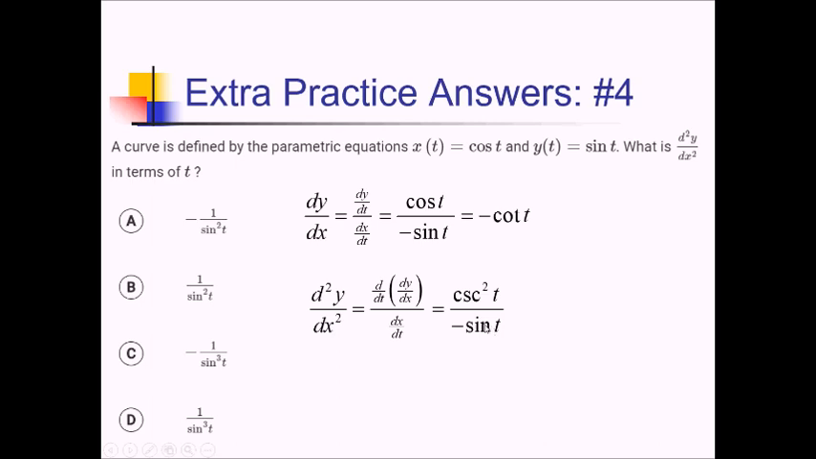And this doesn't match any of the answer choices, but not to fear. We can simplify this a little bit. Cosecant squared is really 1 over sine squared. So combined with this sine, that'll give us negative 1 over sine cubed of t. So that ends up being answer choice C.